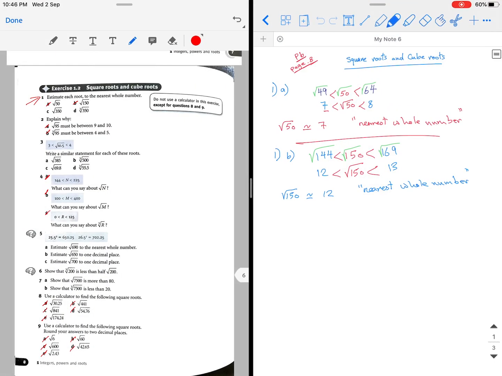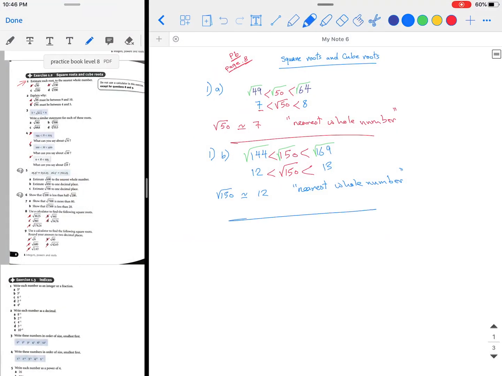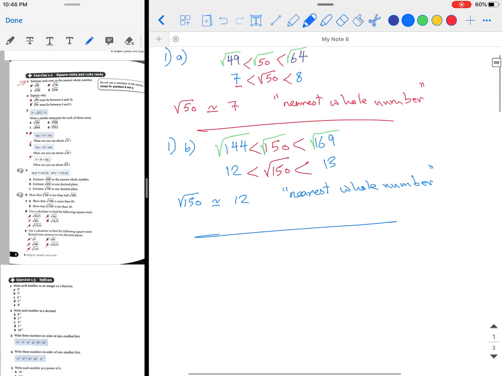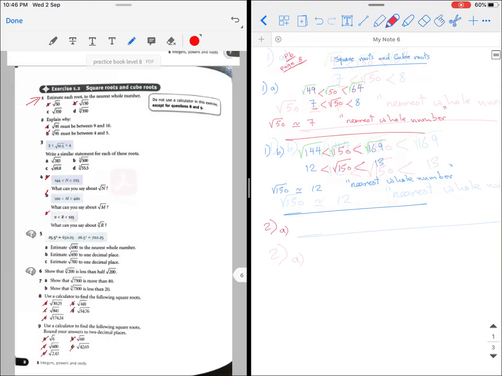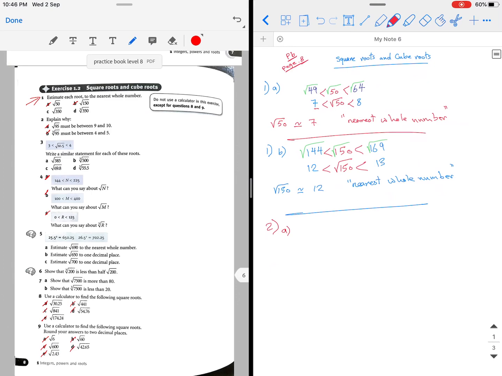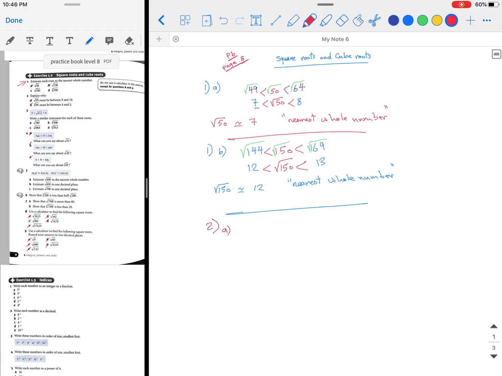So let's complete. For question number 2, we have question number 2. We will answer A and B. Okay, let's read it. At the beginning, he said, explain why root 95 must be between 9 and 10.